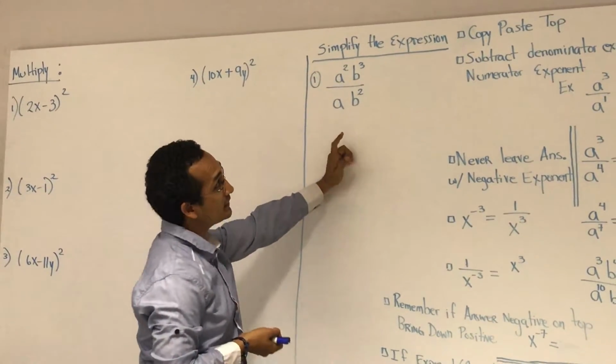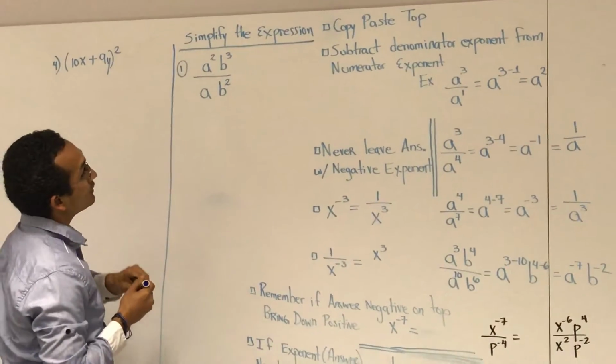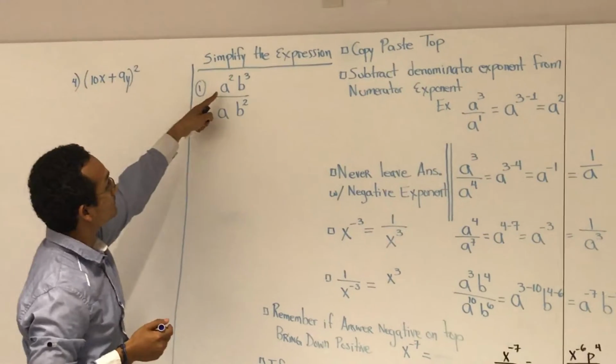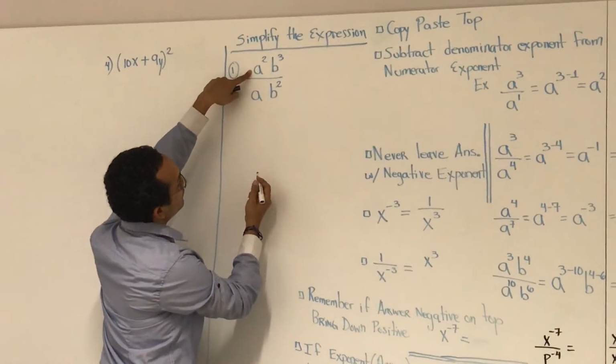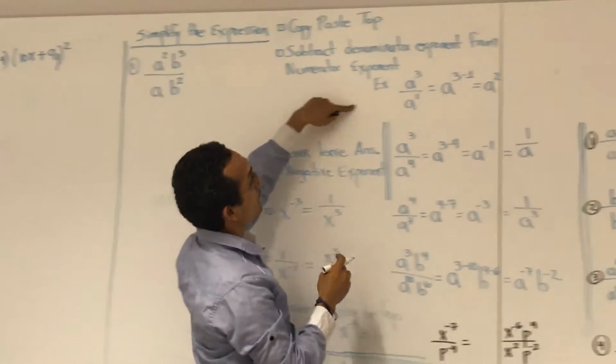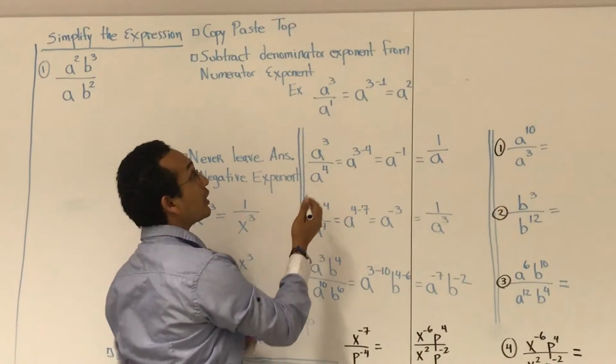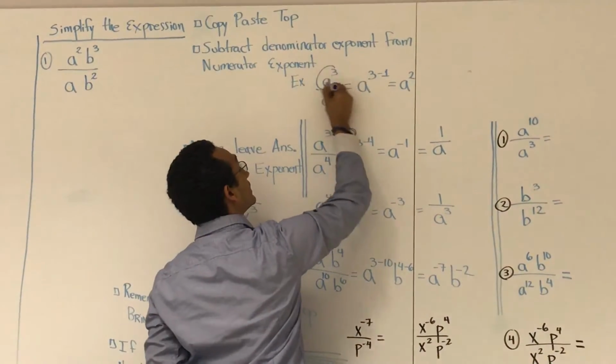The first step is copy paste the top. So what it means is we're going to copy paste what's on the top. Let's get started with something much simpler. For this example, if they give you a to the 3rd over a to the 1st, you're going to copy paste, meaning this, right? Copy paste this.